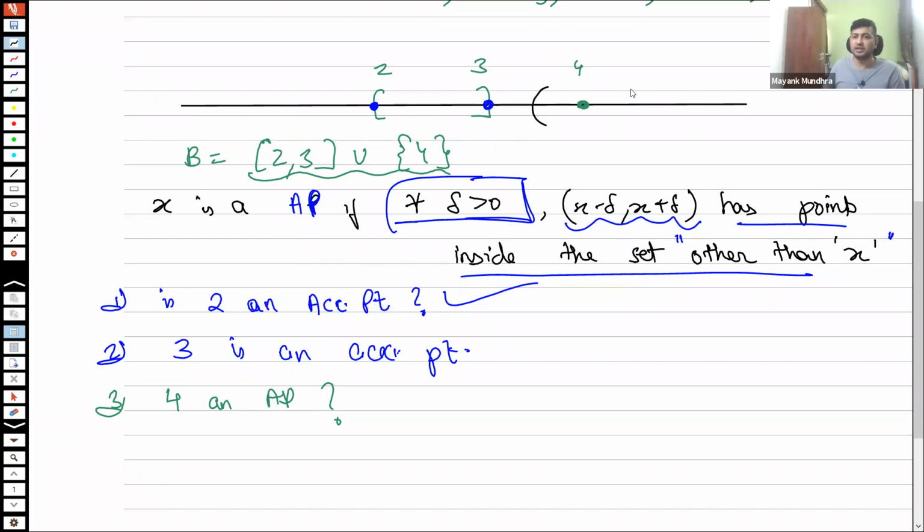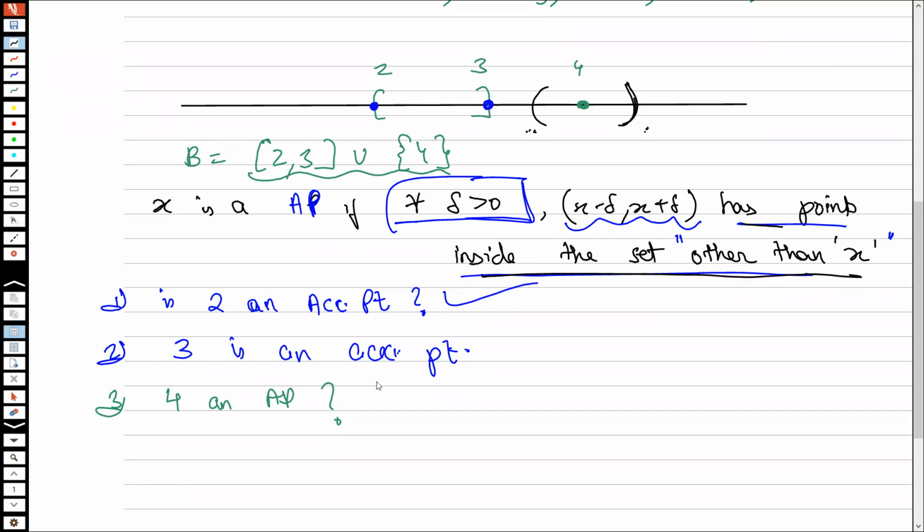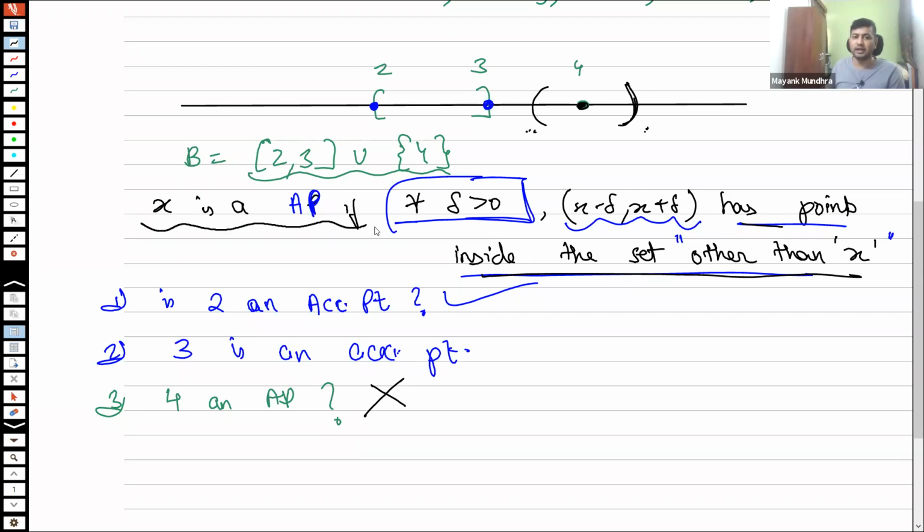Because if I construct a delta neighborhood, like I said, you should construct some neighborhood and see. Think about this delta neighborhood, Vinay. Does it have points inside the set other than X? No, sir. So it does not have. So that's why it's not an accumulation point. Okay, makes sense. The question is not if X is inside the set or not. The definition does not require X to be inside the set to be an accumulation point. In fact, we'll see examples where points not inside the set can also be an accumulation point.